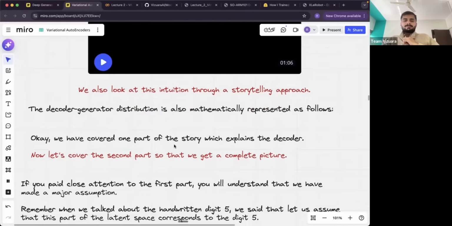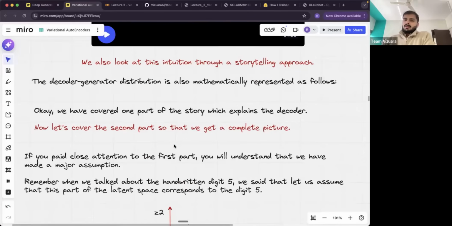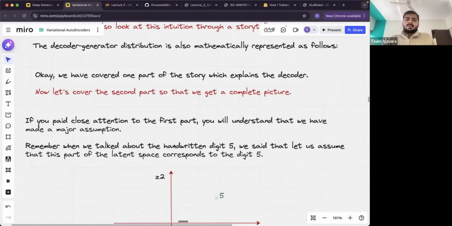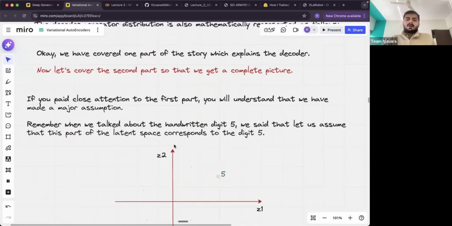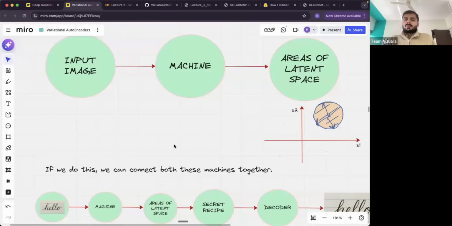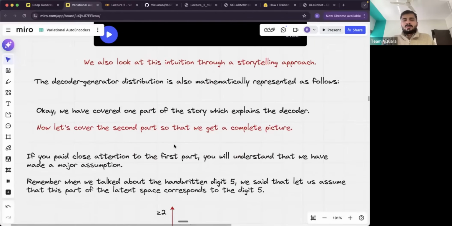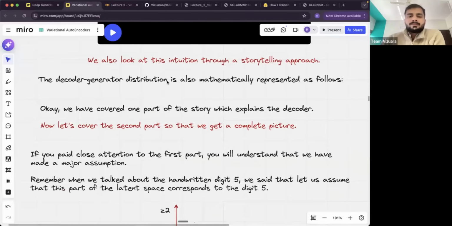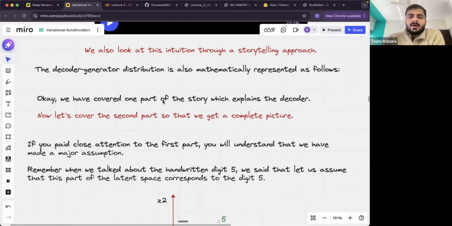Now we will look at the next part, which is exactly how this encoding and decoding happens, and we'll take a practical example of that as well. But we have covered one part of the story here, which is explaining the decoder. We have looked at what the decoder is supposed to do. But if you paid close attention, you will understand that I've quickly glanced through the encoder. I have not really explained to you what exactly happens in this encoding process.